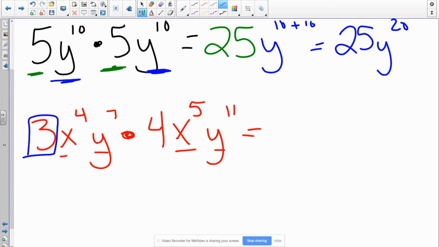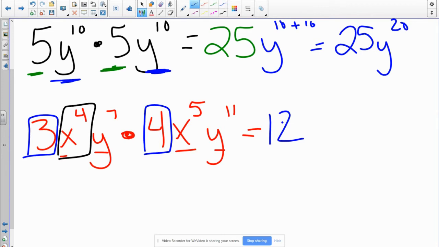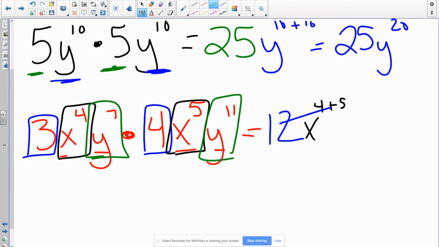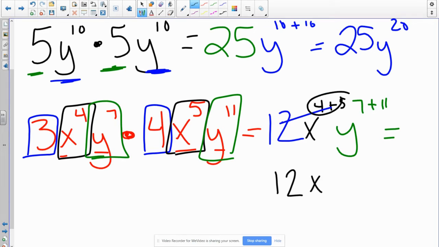So again, we're just going to not change what we know what to do with the coefficients. I'm going to take 3 times 4, which is 12. And then we're going to mess with the x's. So we have 4 x's here and 5 x's here. So 4 plus 5. And then we're going to look at your y's. We have 7 here and 11 here. So 7 plus the 11. And we're going to simplify this all the way down into, well, we have 12 as the coefficient. We have 9 x's. And we look at this, and now we have 18 y's.